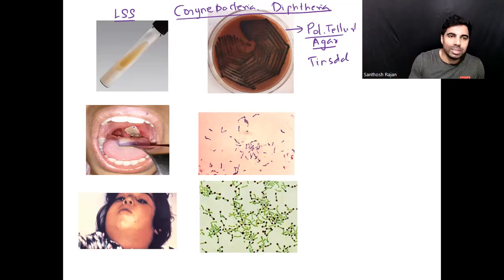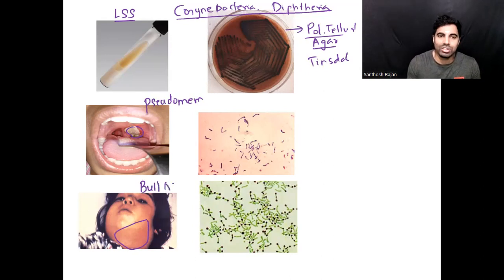Right. Now this one, this is the pseudo membrane. Pseudo membrane means again diphtheria. If it's a true membrane, that is Streptococcus pyogenes. But here we're talking about pseudo membrane. Pseudo membrane is for your diphtheria. And this is the bull neck. You know, this big bulge, that is called bull neck. This is also common for your diphtheria. These are all bull neck. This is also bull neck. Bull neck is common for what?